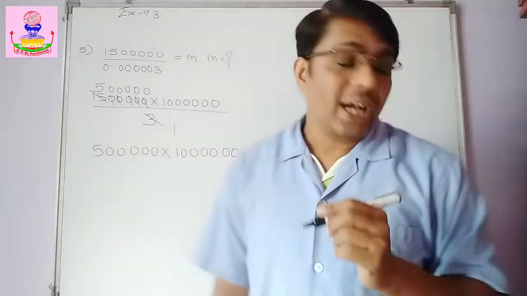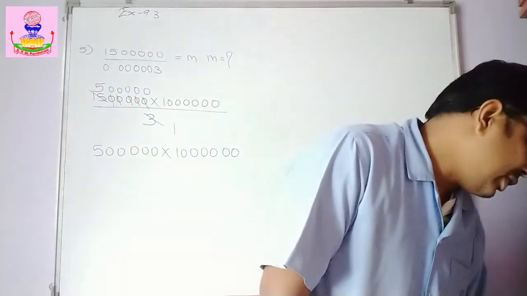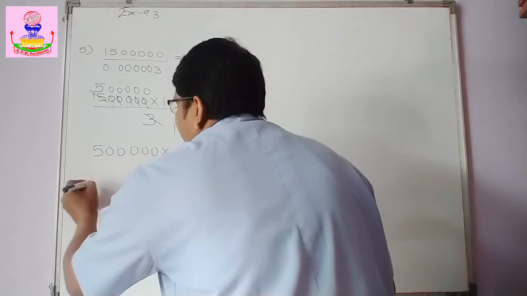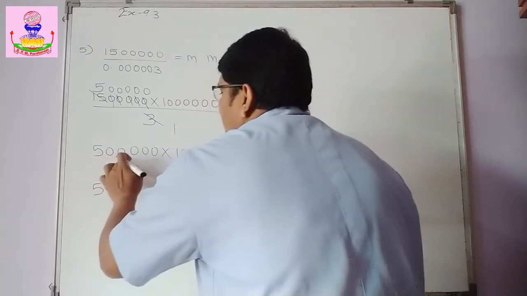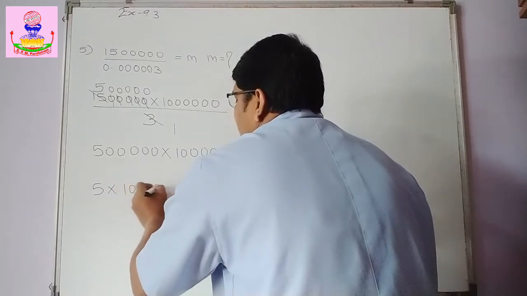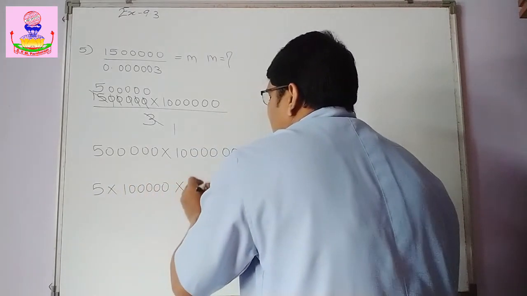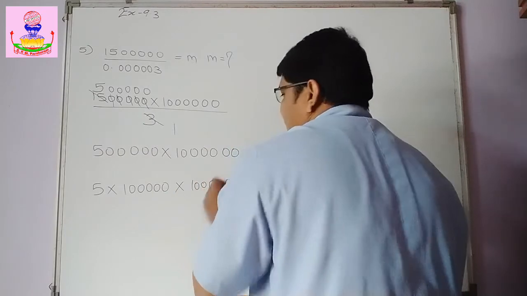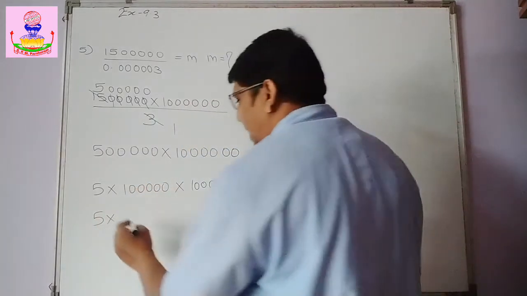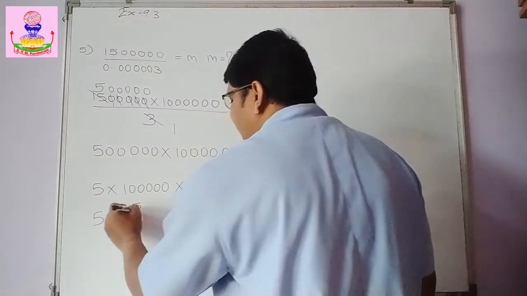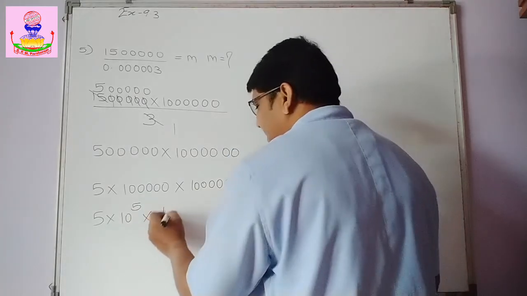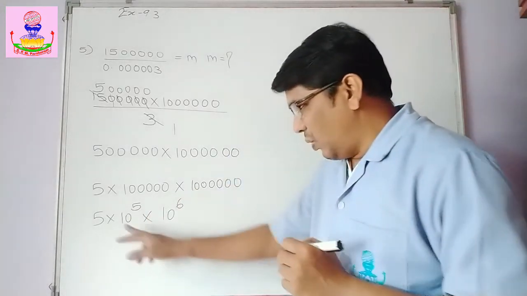Now, let us see how the answer is given. The answer expected is in powers. So what I will do? I will write this as 5 into 1, 2, 3, 4, 5, and this 1, 2, 3, 4, 5, 6. So 5 into, now how many zeros? 5. So I can write it in the power of 10: 10 raised to 5. And this, how many zeros? 6. So 10 raised to 6.